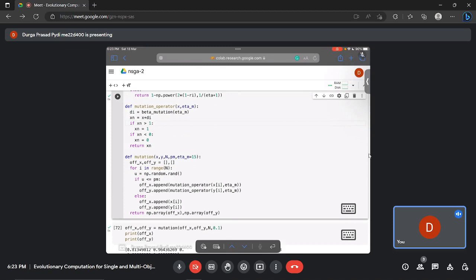So this mutation function performs the mutation. First you get one random number and check if it is less than or equal to the mutation probability. Only then you apply the mutation operator, otherwise you just append the same values of x and y.